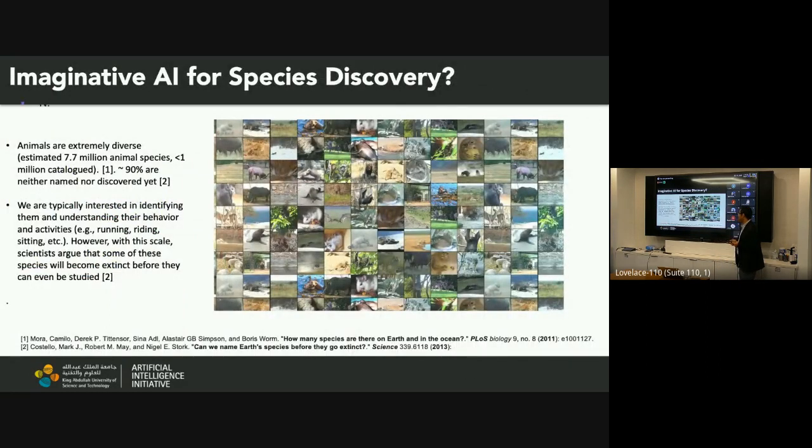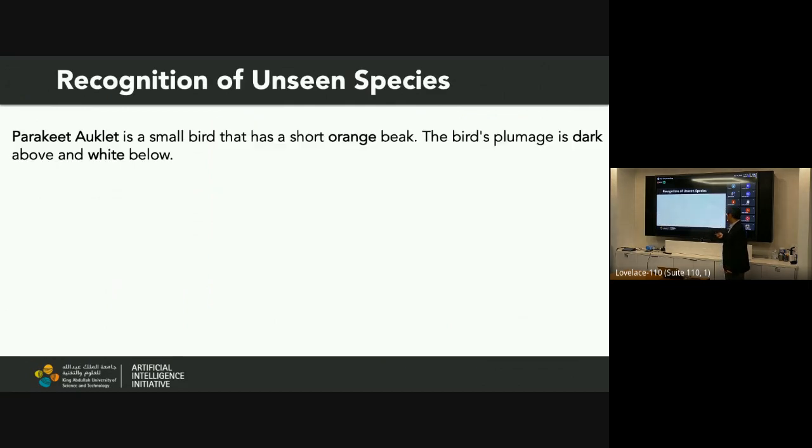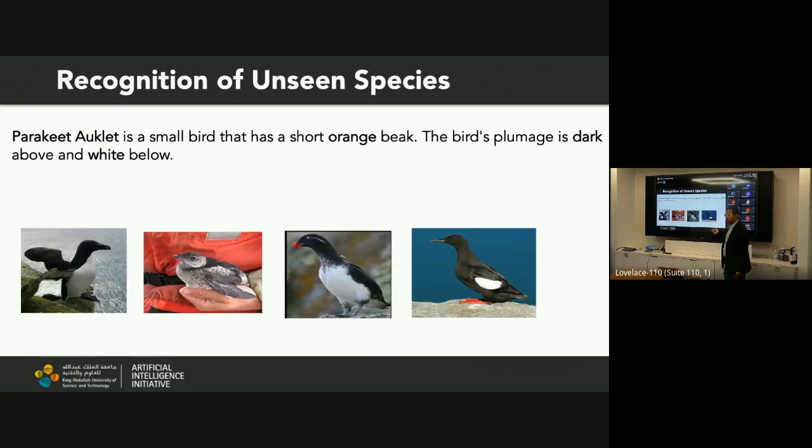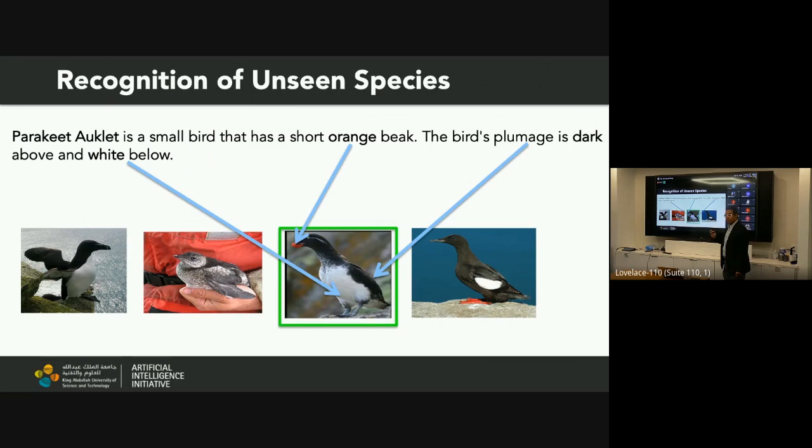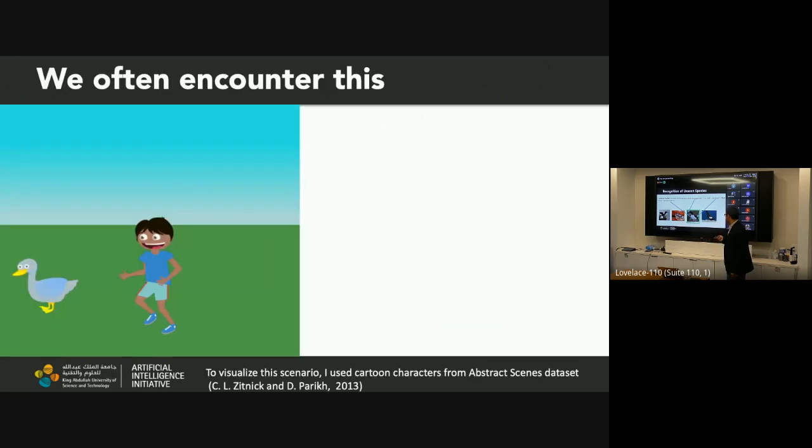So, imagination to see. We already discussed scaling to open vocabulary, and we need a system that can understand beyond the vocabulary of seen species. One way to do that is through language description. If I describe a class that some of us may not have seen, and say that this is a parakeet auklet, a small bird that has a short orange beak, and the bird's plumage is dark above and white below, even if you haven't seen this bird before, you'll start to imagine how it looks. Then identifying that bird among those ones becomes almost a trivial task, right? This shows that we can learn from descriptions, and hence we can build machines that can learn like us.